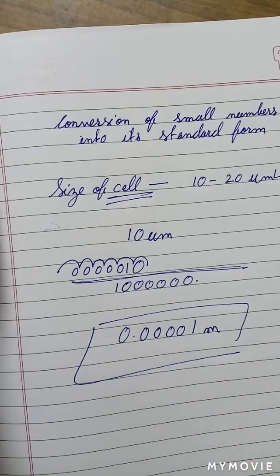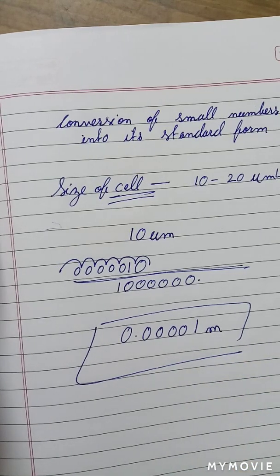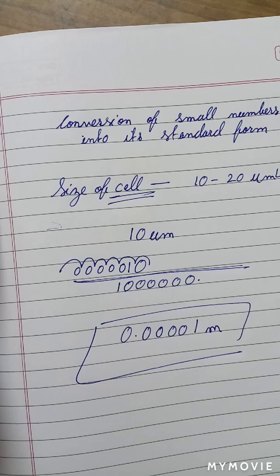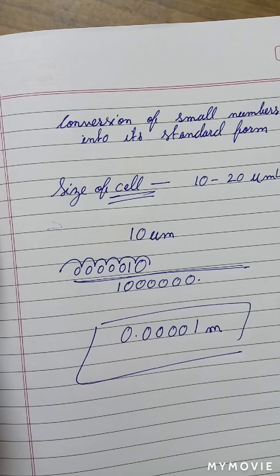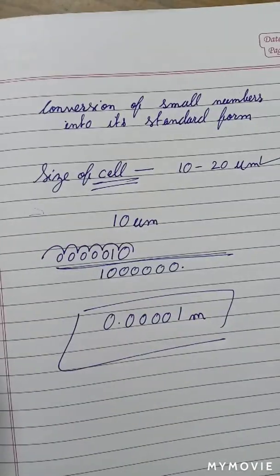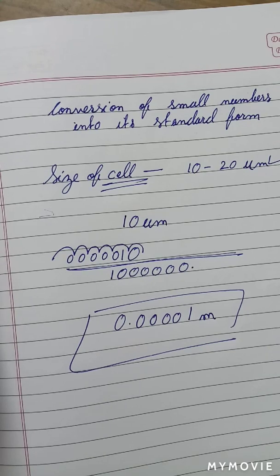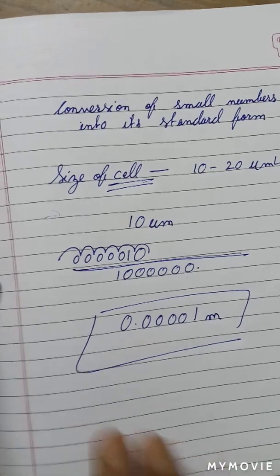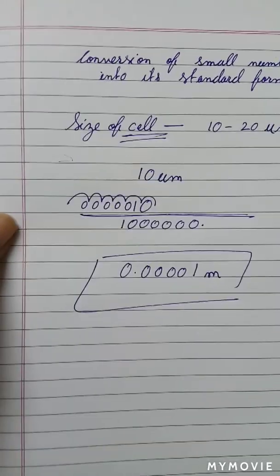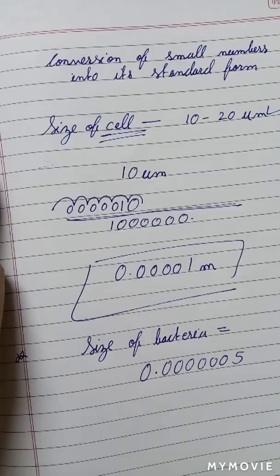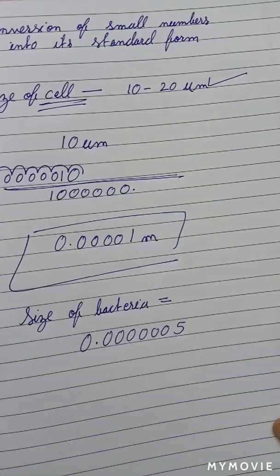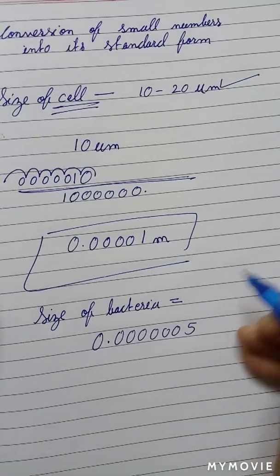So this number, in order to give an idea what this number is, and in order to make this number presentable, let's convert it into its standard form so that we can present it in a way that can be understood easily. So let's take an example. Now this is the size of a bacteria.